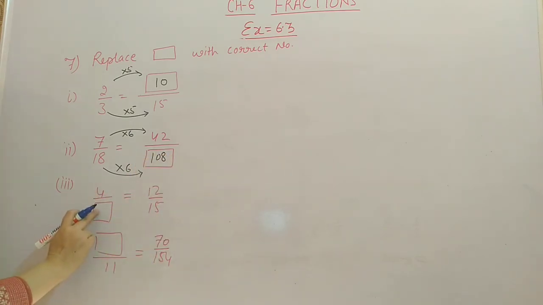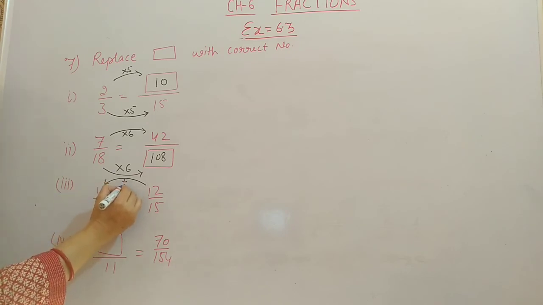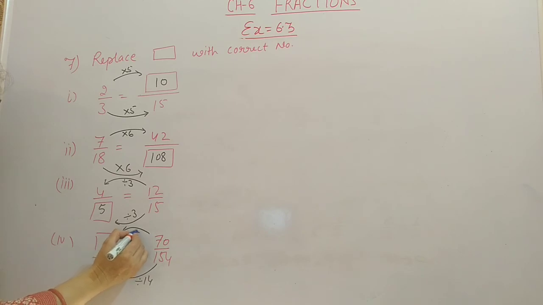Next one, 4 by this box, 12 by 15. So come in the reverse way. 12 to 4. How are we getting it? If we divide 12 by 3, then we get 4. The same thing we have to do here. Divide 15 by 3. So 15 divided by 3 is 5. The answer will be 4 by 5. Next here, 11 by 154. So if you divide 154 by 14, then we get 11. So the same number we have to divide here. 70 we have to divide by 14. Then we will get 5 here. So the answer will be 5 by 11.